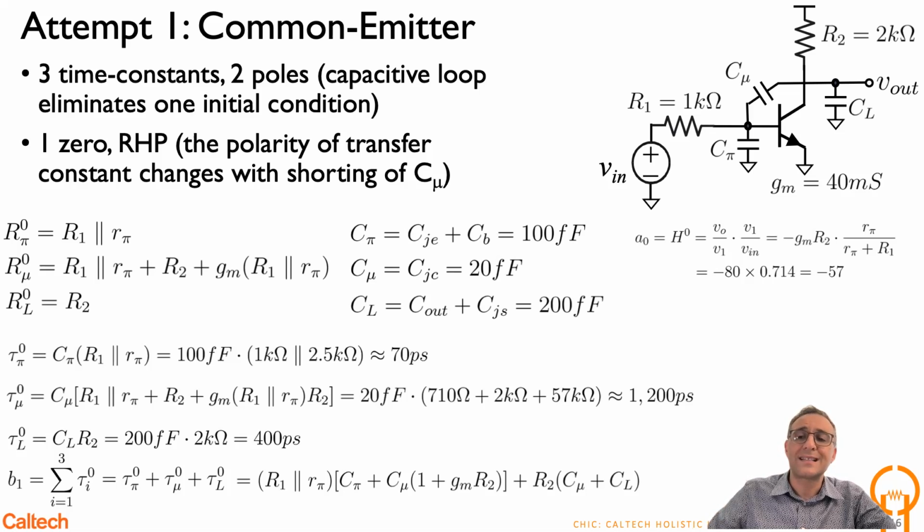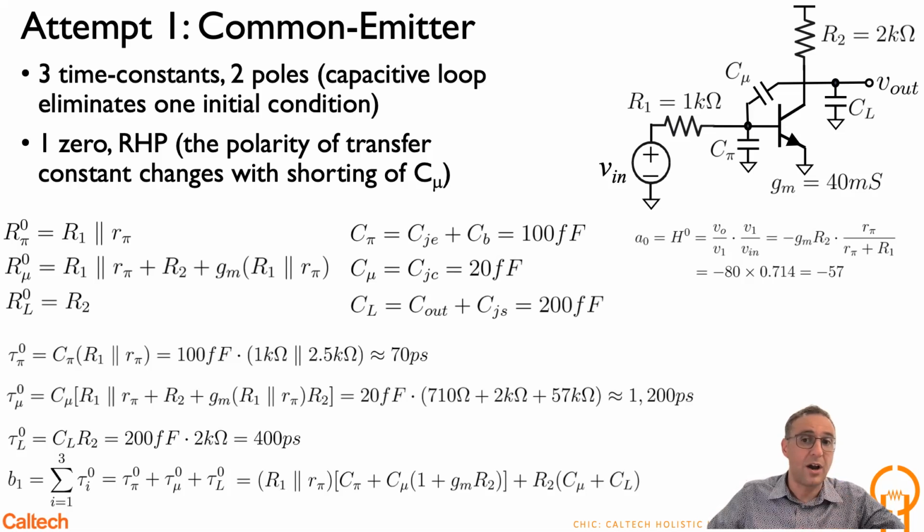0, which is the resistance seen by CL when the other two capacitors are infinite valued, is basically simply R2, if we're ignoring RO in these cases. And of course, we can calculate the numerical values of C pi, CJS and CJC for the gm of 40 millisiemens and current of 1 milliamp. So these are the values. You can use this to calculate the 3 time constants in this case.